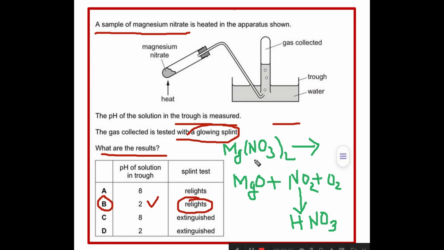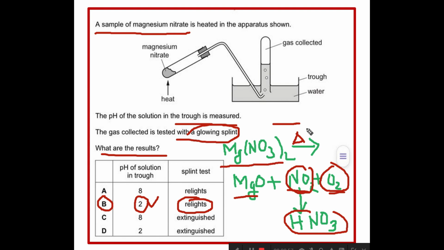So why the B answer? You know, magnesium nitrate breaks down to form magnesium oxide, brown fumes of nitrogen dioxide plus oxygen, and nitrogen dioxide dissolves in water to form nitric acid. So the pH is lower, 2, and as oxygen is produced, oxygen relights a glowing splint. So B is the right answer. Any group 2 nitrate, here magnesium nitrate, is thermally decomposed to produce magnesium oxide, brown fumes of nitrogen dioxide plus oxygen. Nitrogen dioxide dissolves in water to produce nitric acid, so the pH falls to 2, a strong acid, and as oxygen is produced, oxygen relights a glowing splint.